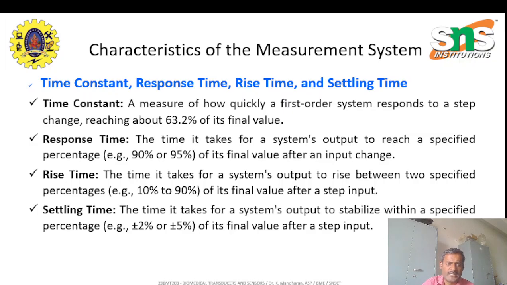And the next one will be settle time. This is the time taken for the system output to stabilize within a specified percentage, so plus or minus 2% or plus or minus 5% of the final value. Settle time means the time required to settle the output to a steady value. For example, if the output goes high, it may have some oscillations. If it settles to the final value with a variation of plus or minus 2% or plus or minus 5%, then the time taken is called the settle time.